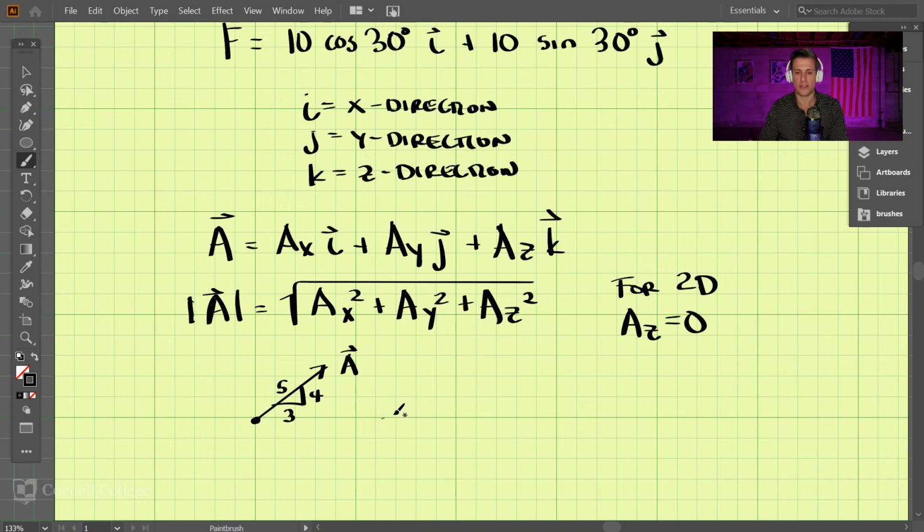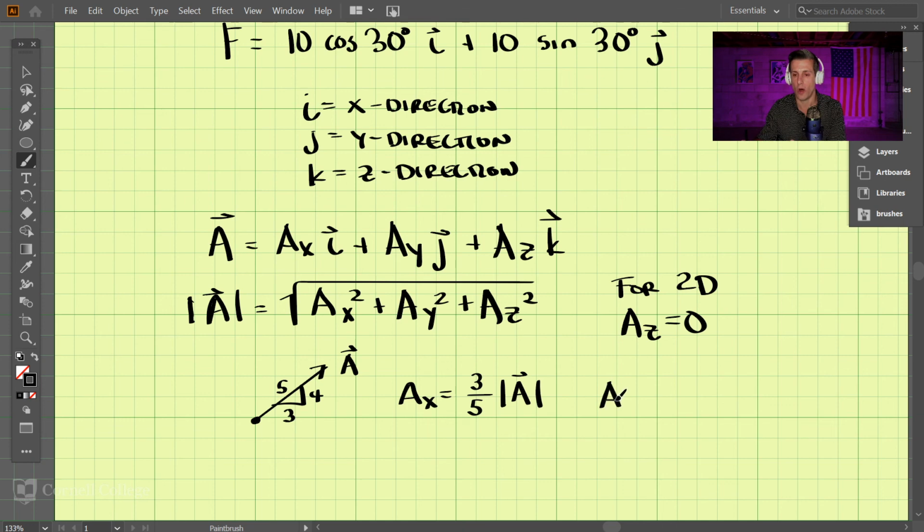So if we want to break this into its components, Fx, or I should say Ax here, Ax is equal to the x direction. So you see that this 3 is in the x direction here. It's 3 over the hypotenuse, 5, times the magnitude of A. So 3 over 5 times the magnitude of A represents the x direction.